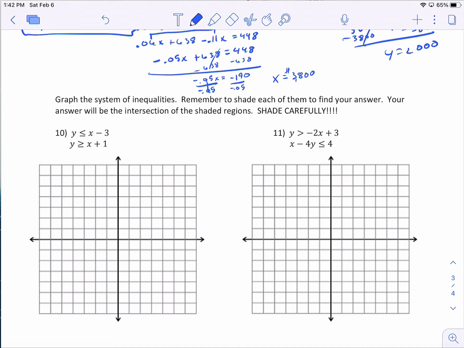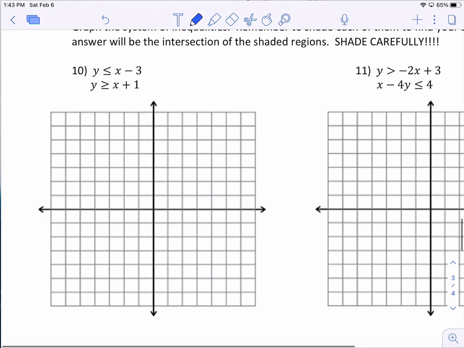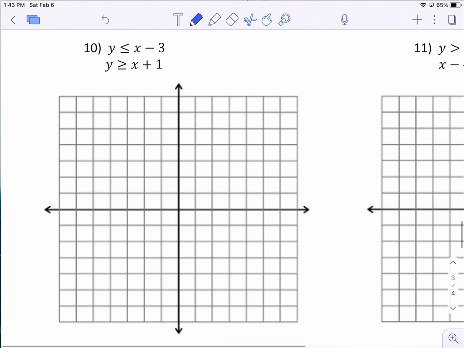So we're going to graph the system of inequalities, and remember to shade each region carefully. That answer is where that part will intersect. So I'm going to use a lot of different colors here, and again on your iPad, you can do the same thing when you're doing this. All right, so I'll put this one in blue. y is less than or equal to x minus 3.